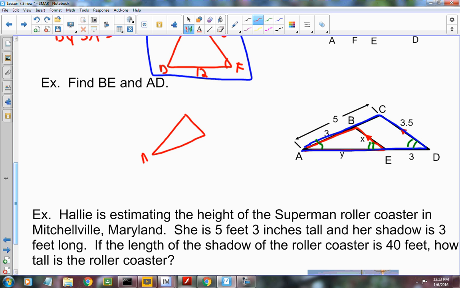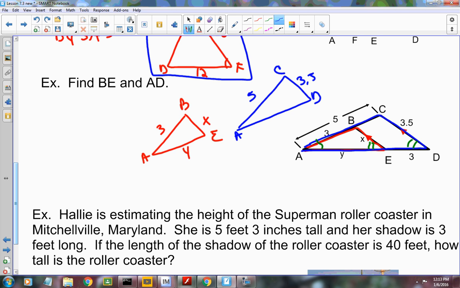And this is A, B, E. This is 3. This is X. This is Y. Here is my blue one. This is A, C, D. This is 5. This is 3.5. And this is Y plus 3.